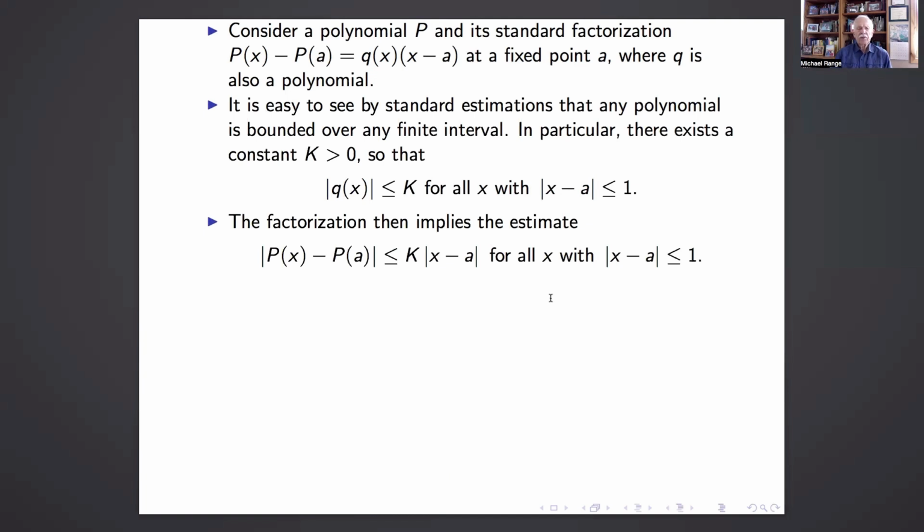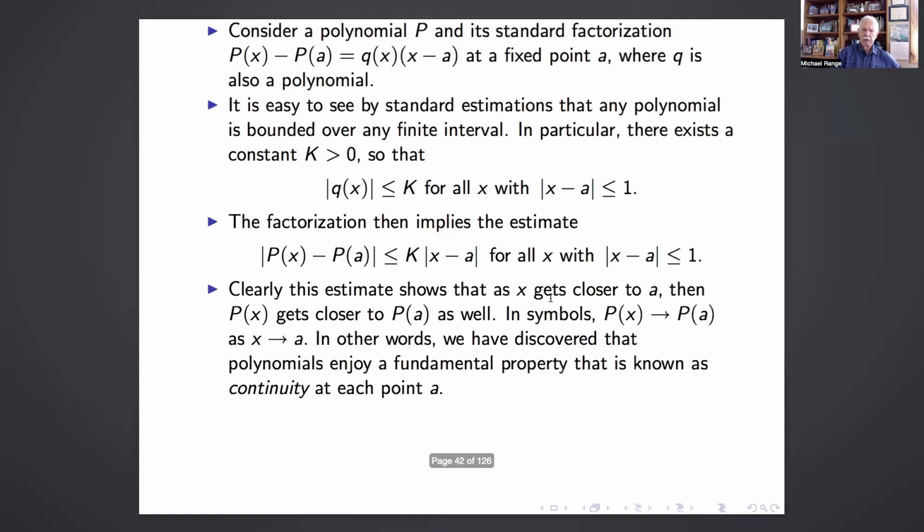The factorization then implies the estimate absolute value of p of x minus p of a is less than or equal to k times absolute value of x minus a for all x at distance less than or equal to 1 from a. And clearly this estimate shows that as x gets closer to a, then p of x gets closer to p at a as well.